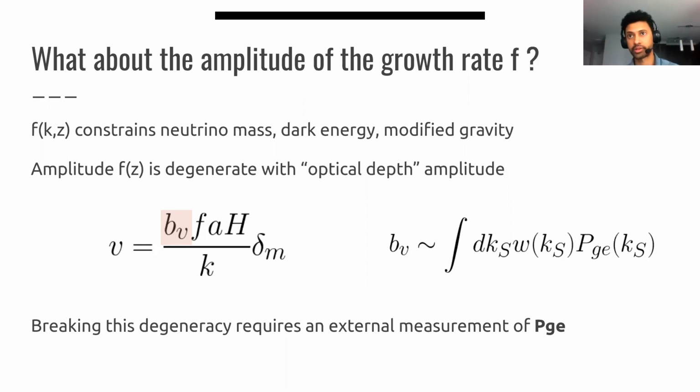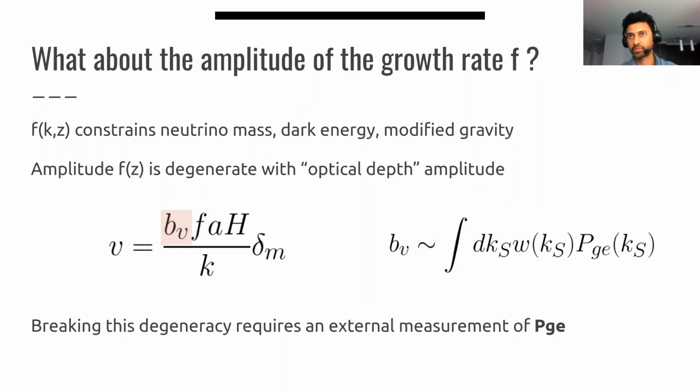on the amplitude of the growth rate, right? So that's the sad part of this, right? Breaking this degeneracy, the fact that the b_v and the f multiply each other, requires an external measurement of the cross correlation of galaxies and electrons. Okay, so that's the only way you can do this. That's the only way you can use kSZ if you're interested in measuring the amplitude of the growth rate.